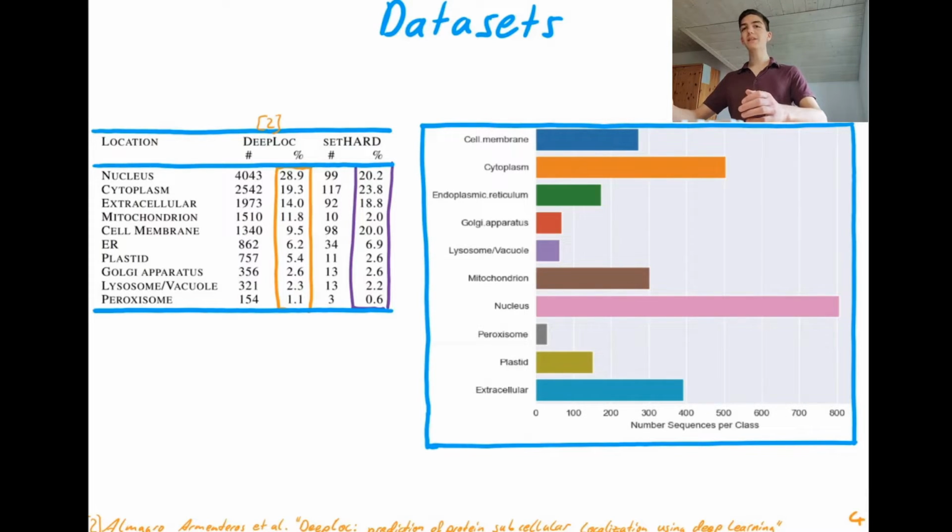So we train on deep log and evaluate on the deep log test set, but besides that, we also create this new set hard, which has a different class distribution from the training dataset, and it has much less sequence similarity to the training data. So it's much harder to make correct predictions for it.